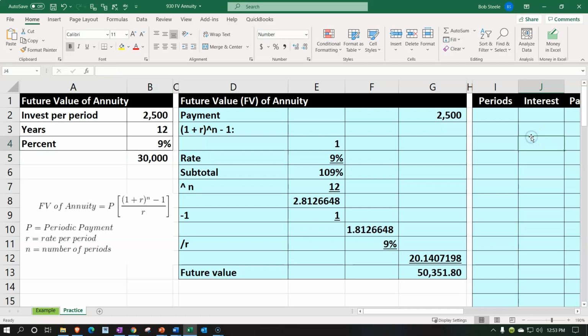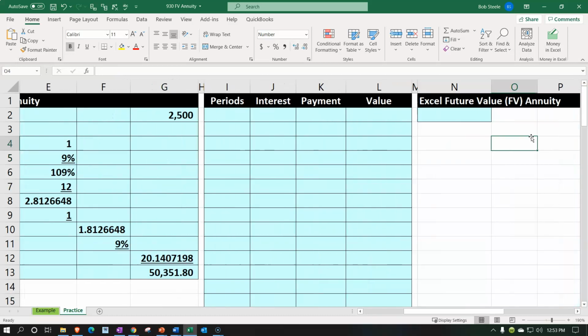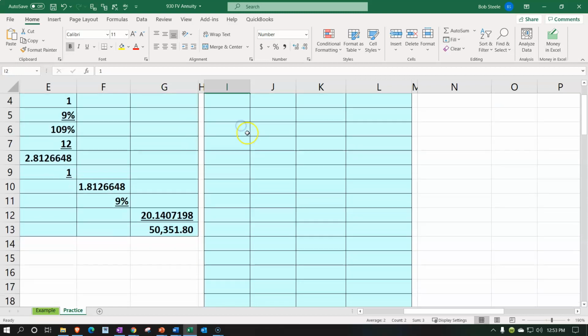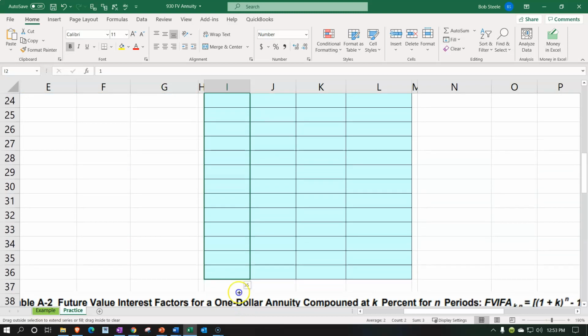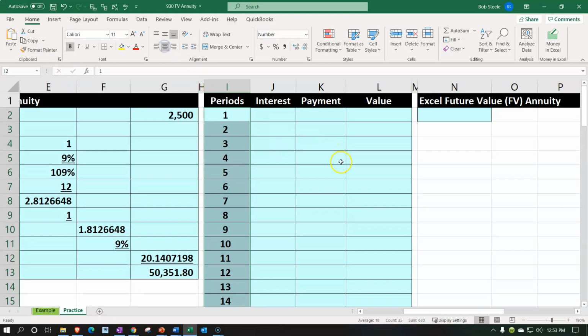Let's do it with a running balance type of calculation. So let's start off with period, say 1 and then 2. And then we're going to bring this on down to 15 periods, selecting those two. And then we're going to use our good old autofill to bring it on down, all the way down here. And then I'm going to center that, Home tab, Alignment, center it.